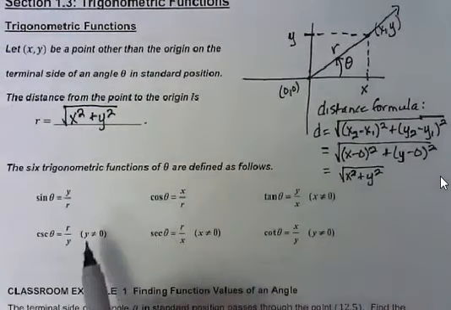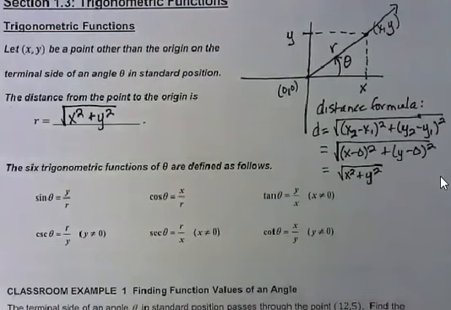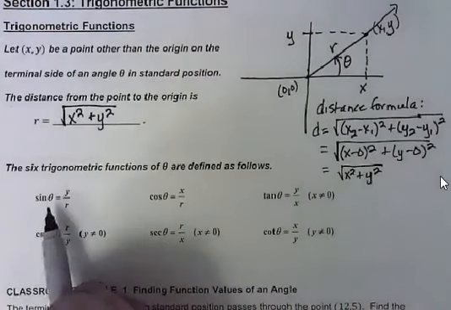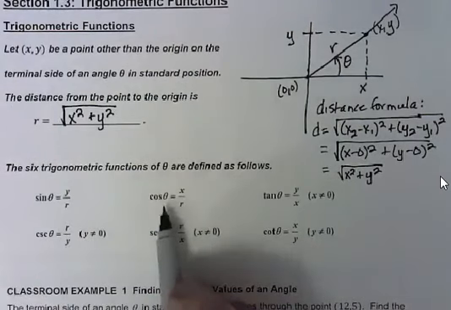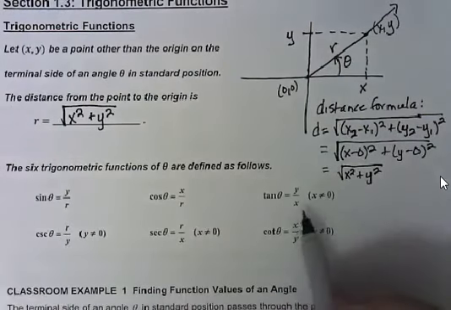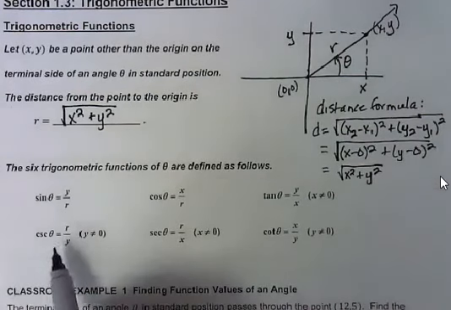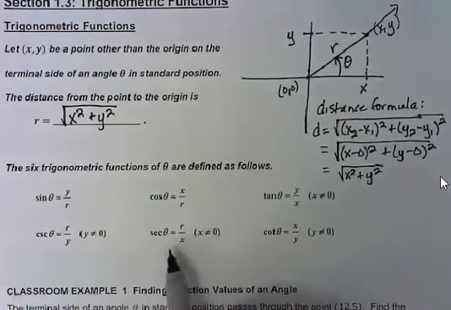Each of these is just a ratio of 2 out of those 3 values. So sine of theta is y over r, cosine of theta is x over r, tangent of theta is y over x, and then we have 3 other functions. Cosecant of theta is r over y, secant of theta is r over x, and cotangent of theta is x over y.